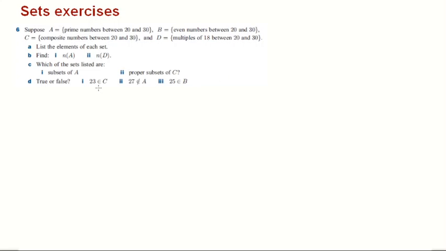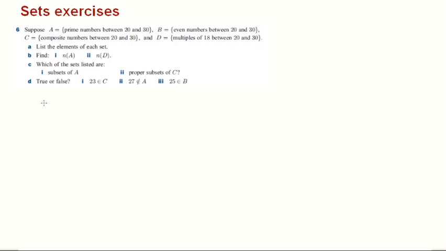Alright, so another example here. We have A, which is the set of all prime numbers between 20 and 30. B, the even numbers between 20 and 30. C, composite numbers between 20 and 30. And D, multiples of 18 between 20 and 30. Now, composite numbers are basically what is not prime. For example, 14 is a composite number because we can multiply 2 and 7. 10 is a composite number because you can multiply 2 and 5. So if a number is not prime, it's a composite number.